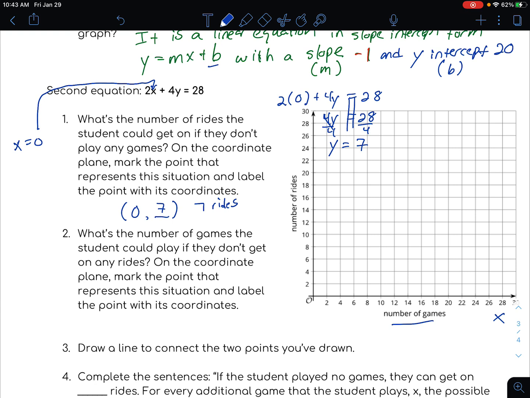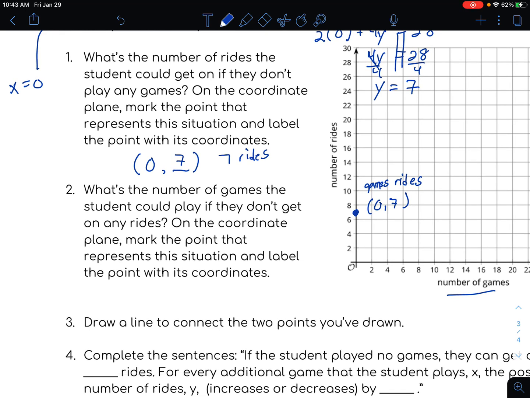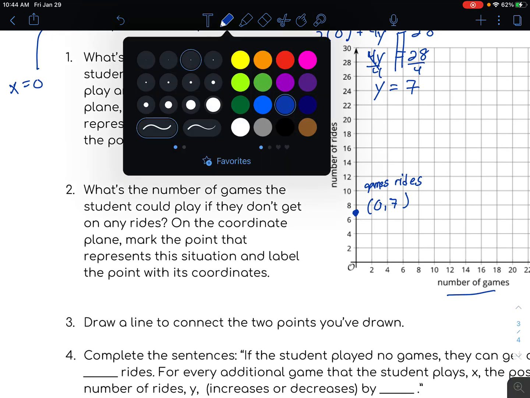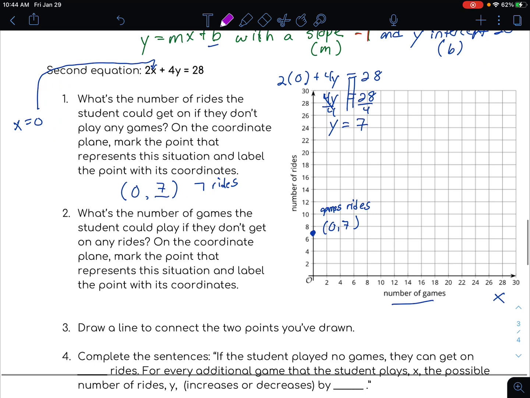All right, so let's label the point. So 0, 7 then would be right there between the 6 and the 8. So 0, 7. And again, that means that we have 0 games and 7 rides for that problem. Okay, and then the reverse of that is what we see in the next one. What's the number of games a student can play if they don't get any rides on the coordinate plane? Mark the point that represents the situation and label the point with its coordinates.